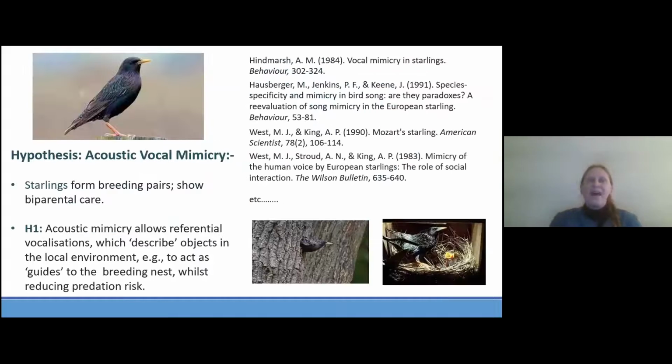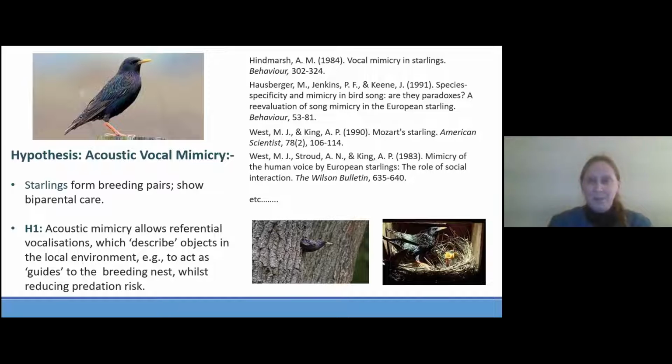So moving on from there, this is the third hypothesis, and this is to do with acoustic vocal mimicry. And to describe this, I'm going to use a very specific example, and that's starlings. Starlings form breeding pairs and they show biparental care, and they're renowned mimics. There are a lot of studies on starling mimicry, and there's no real consensus as to why they do it. There are various hypotheses, for example, that it's a social behavior, but nobody really knows.